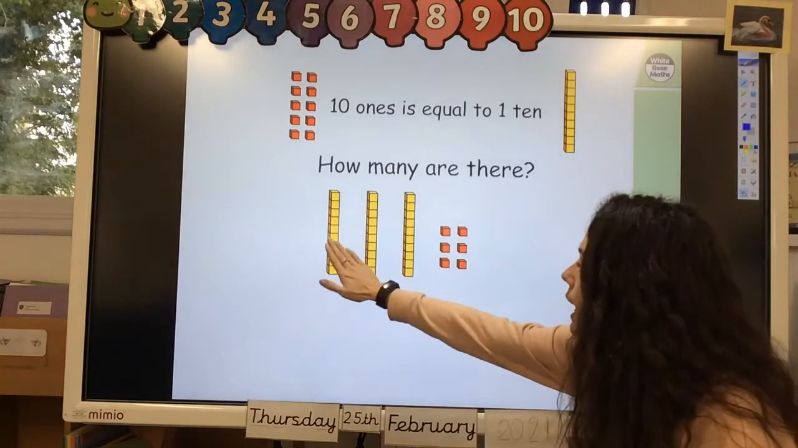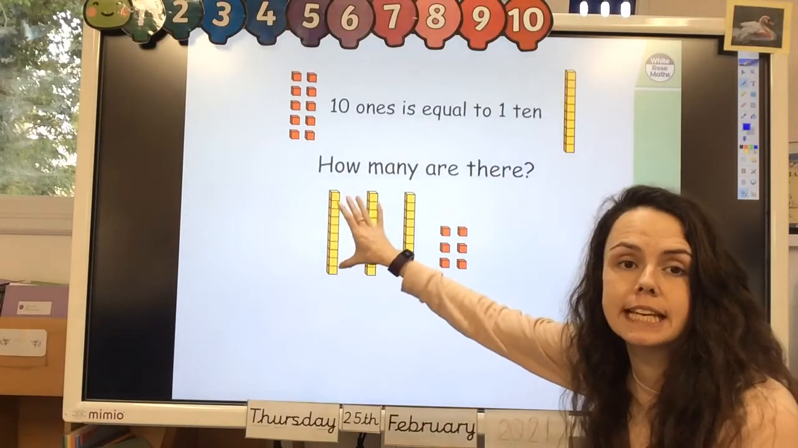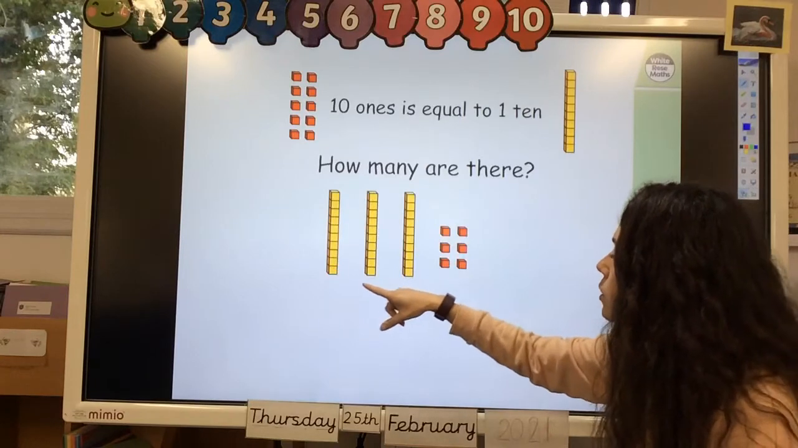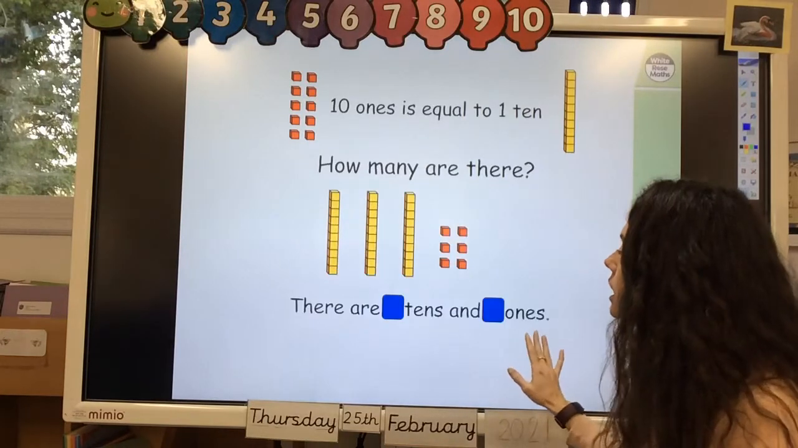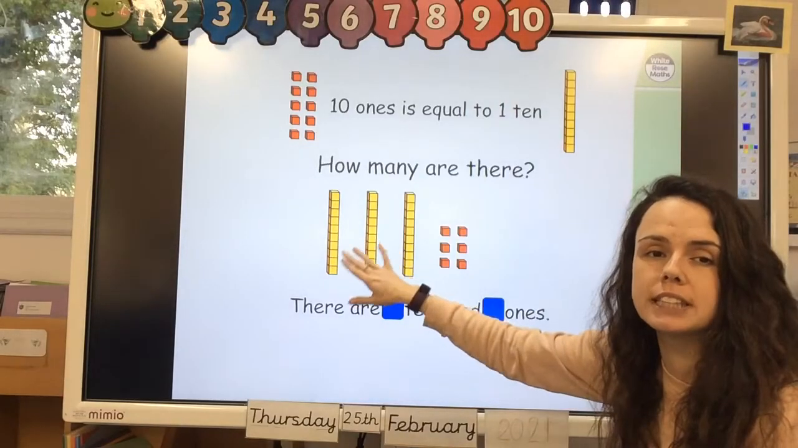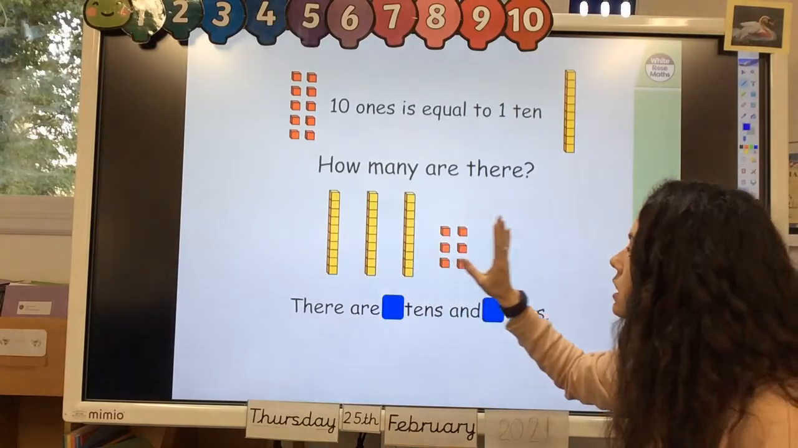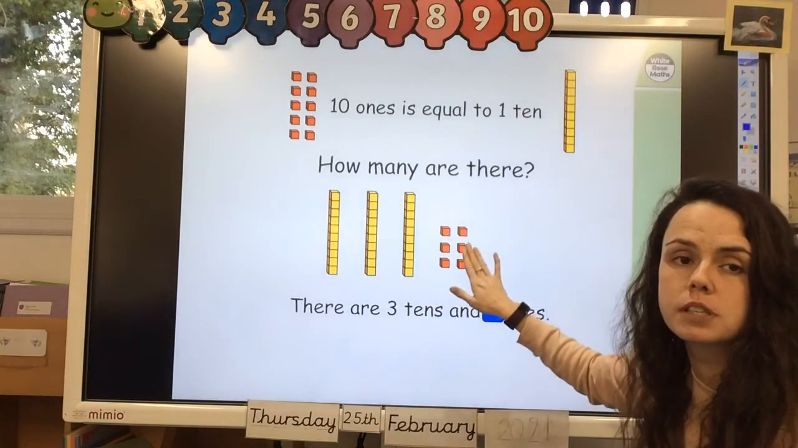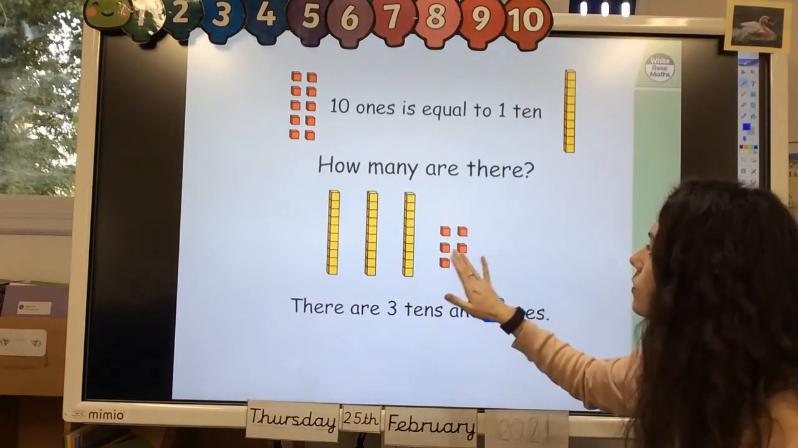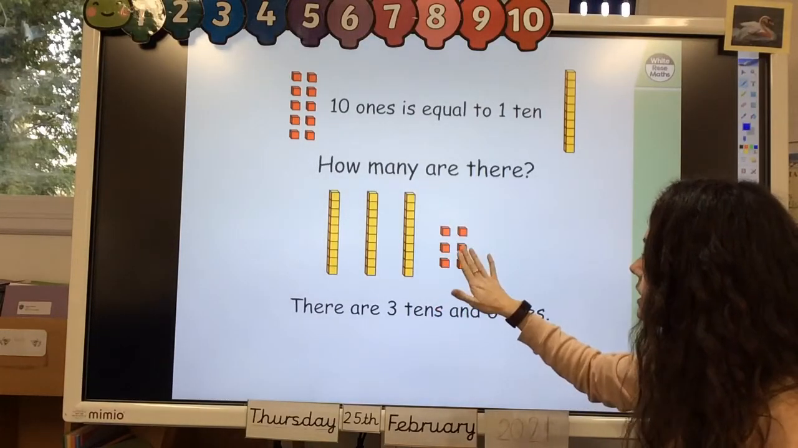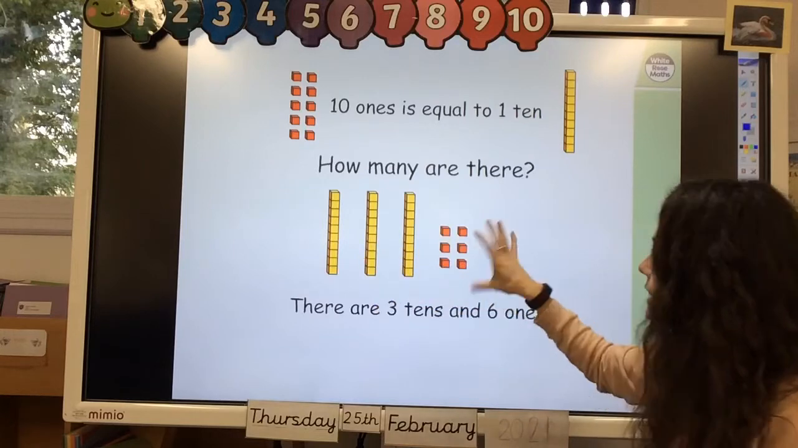So we've got 10 sticks, and we know there's 10 here because it's 1 ten stick. 1, 2, 3. So 3 ten sticks. So how many tens is that? That's 1 ten, 2 tens, 3 tens. So 3 tens, and how many single cubes? 1, 2, 3, 4, 5, 6 single cubes. Well done, so 6 ones.